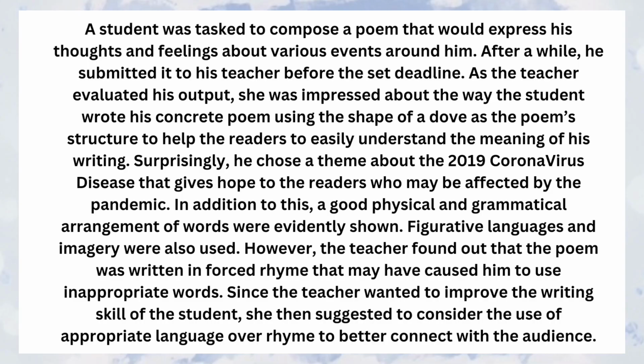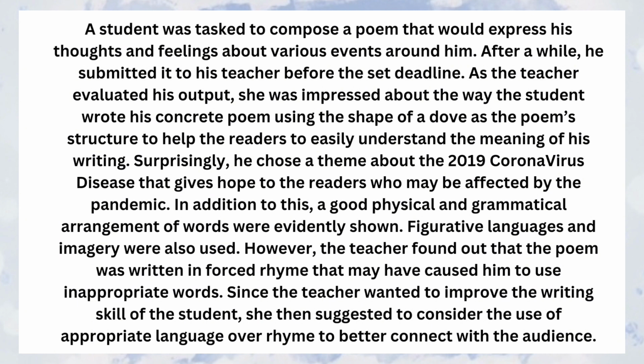Here's an example. A student was tasked to compose a poem that would express his thoughts and feelings about various events around him. After a while, he submitted it to his teacher before the set deadline. As the teacher evaluated his output, she was impressed by the way the student wrote his concrete poem using the shape of a dove as the poem's structure to help the readers easily understand the meaning of his writing.